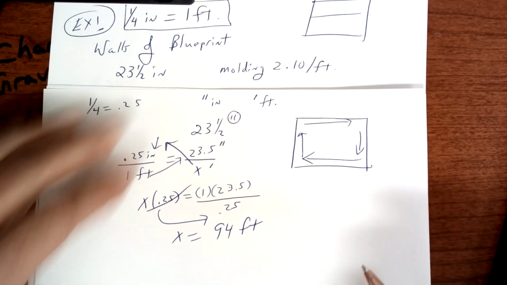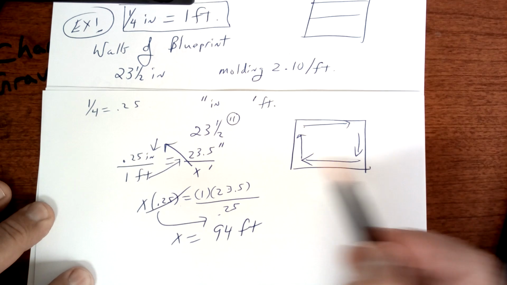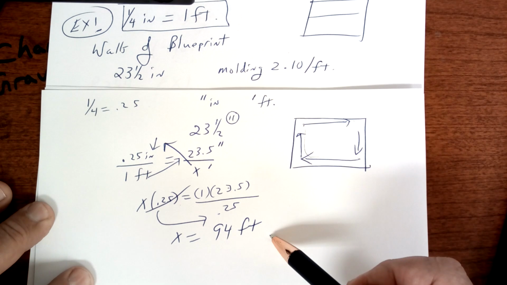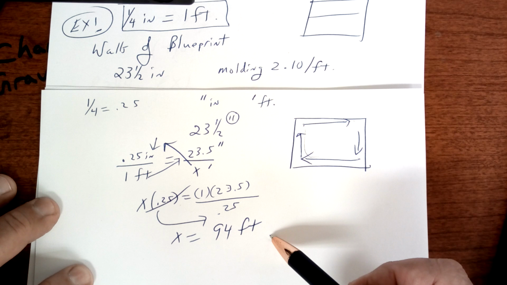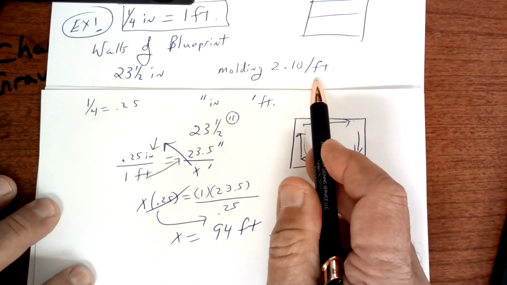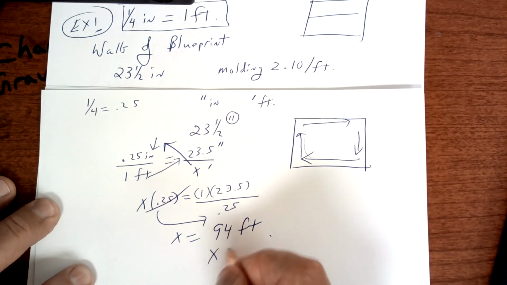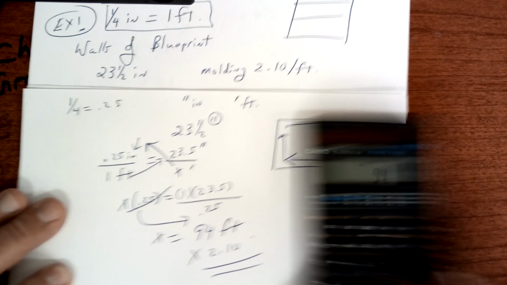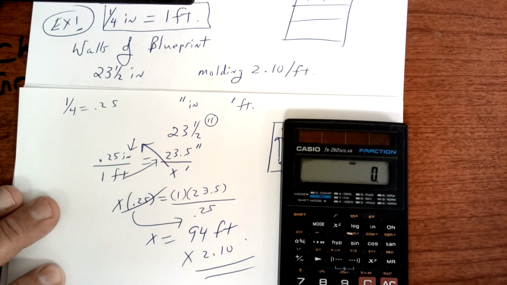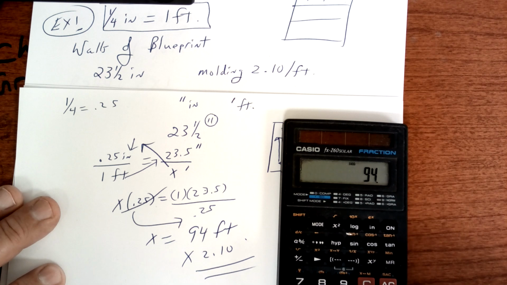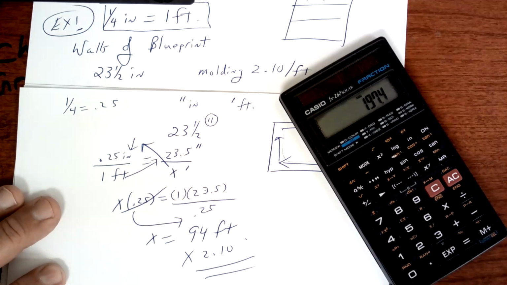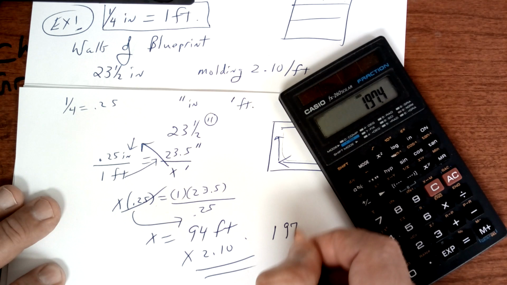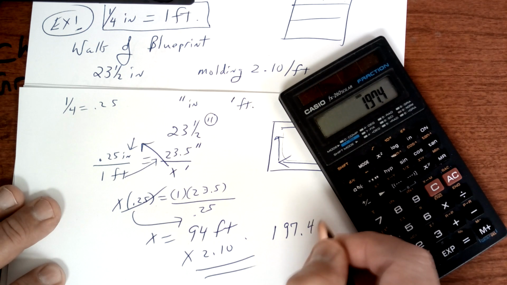Okay, so you measured all the way around the room, and you got 94 feet. So the molding that goes around the room is 210 a square foot. So you're going to multiply by 210, and that's going to tell you how much you're going to pay for this. So 94, I guess I could have left it on there, times 2.1, and it's going to cost you $197 and some change. And that's how you do it.